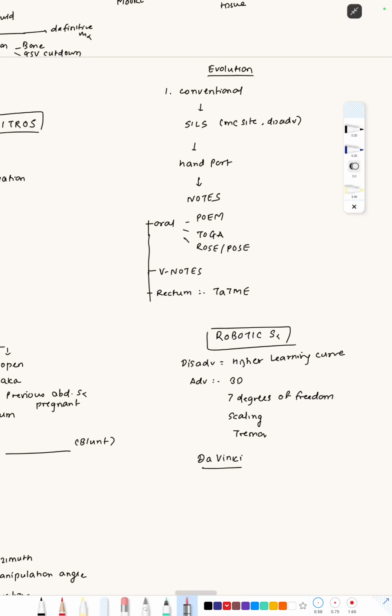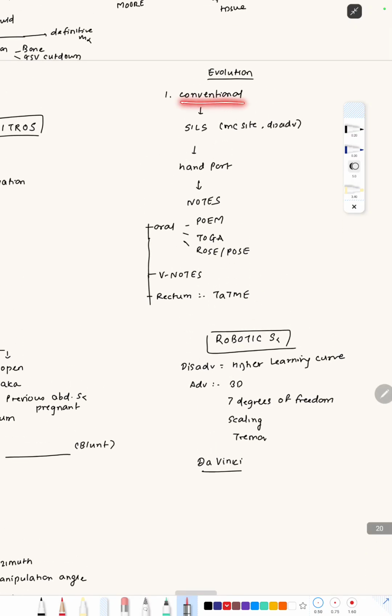The evolution of laparoscopic surgeries. First, conventional laparoscopy, where a 3-port incision was made for laparoscopic instruments. Then came single incision laparoscopic surgery, where all three ports were present through a single incision. The most common site was infraumbilical, and the disadvantages were clashing of instruments and an increased risk of herniation.